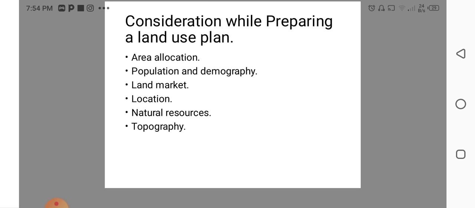Considerations while preparing a land use plan: area allocation, population and demography, land market, location, natural resources, topography.